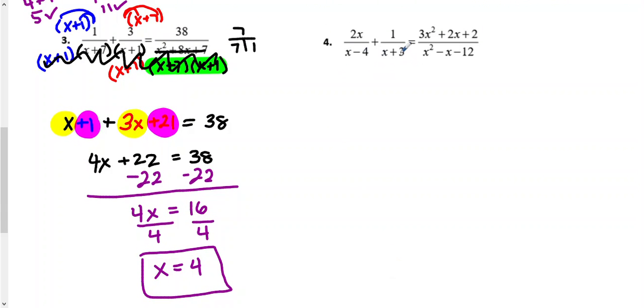And we have number 4. So it's the same process. I'm checking my denominators. They're not the same, so I'm factoring. Well, I can't factor x minus 4, so I put parentheses around that, and x plus 3. X squared minus x minus 12 can be factored, so I'm going to factor that to x minus 4 and x plus 3.